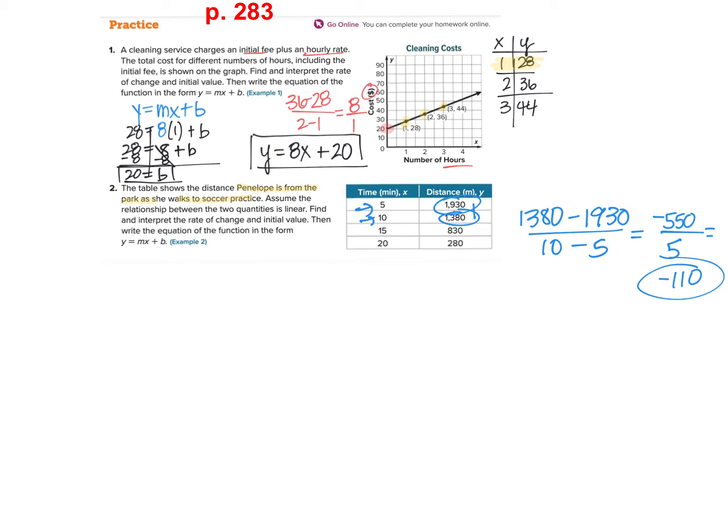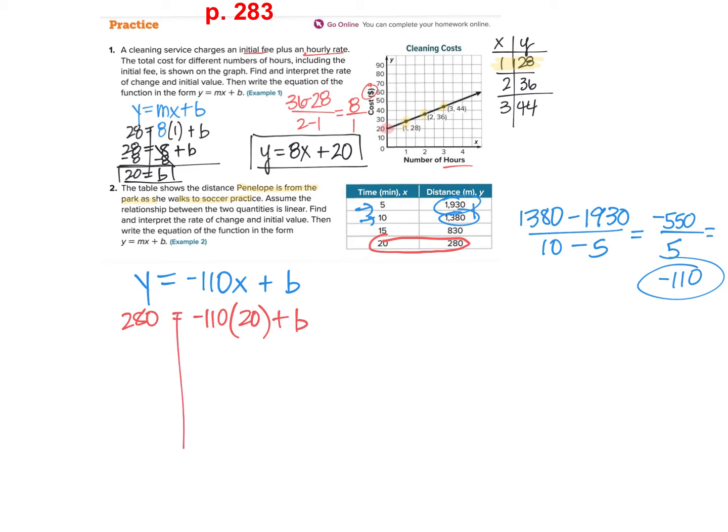Okay, now to find my initial amount, I'm going to do y equals, I know my slope is negative 110, x plus b. Okay, now I'm going to pick a point from the table to plug in. I'm going to choose 20 and 280, a little bit lower numbers. So I'm going to say negative 110. Instead of x, I'll plug in a 20. Over here, I'll plug in a 280 plus b.